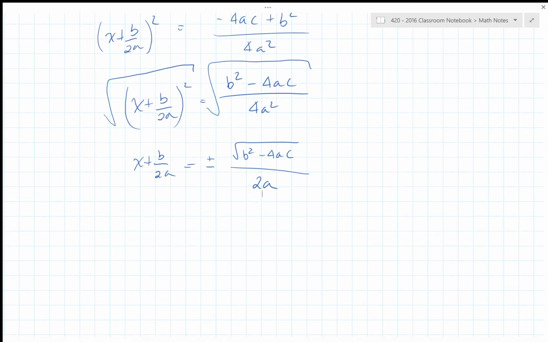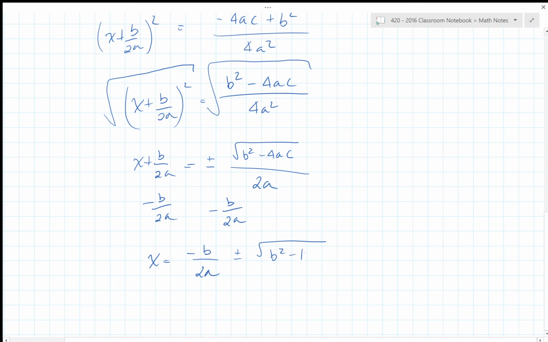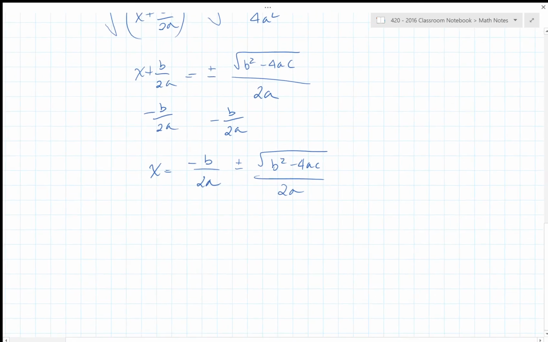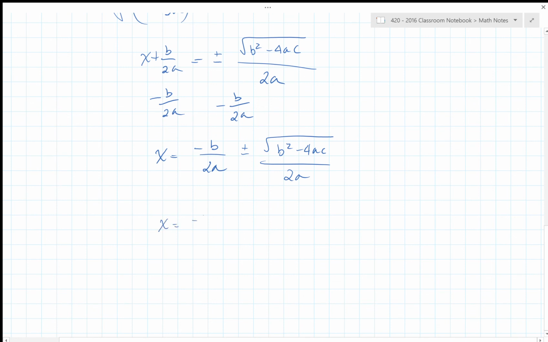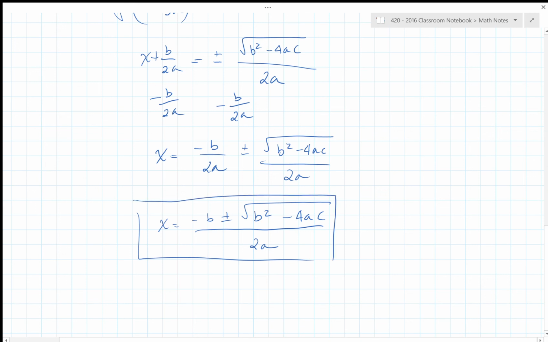Cool, we are getting really close now, and if you already know what the quadratic formula is, you should basically see it right in front of us. I can subtract my b over 2a, and x is equal to negative b over 2a plus or minus the square root of b squared minus 4ac over 2a. And since I've got common denominators, I can combine this as a single fraction and write negative b plus or minus the square root of b squared minus 4ac all over 2a. And I now have successfully isolated x, and in doing so, I have derived the quadratic formula.